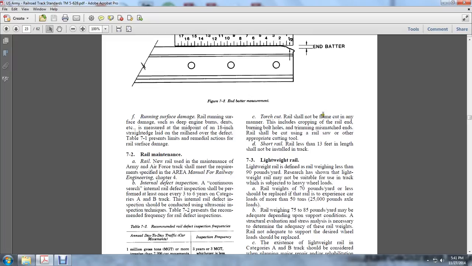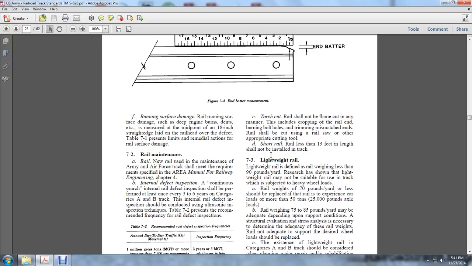Torch cut. Rails shall be flame cut in a manner that includes the cropping of the rail end and the burning of the bolt holes. Trimming of mismatched rail ends shall be cut using a rail saw or other appropriate cutting tool. Short tail rail less than 13 feet in length shall not be installed in the track. 7.3. Light rail is defined as rail less than 90 pounds per yard.